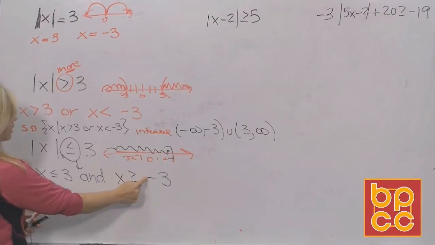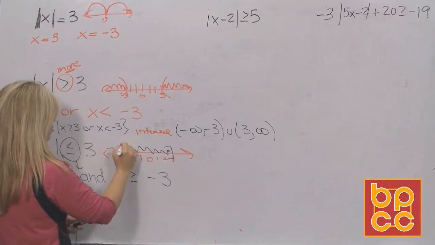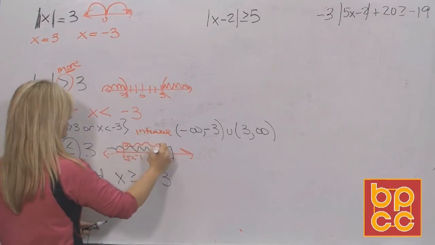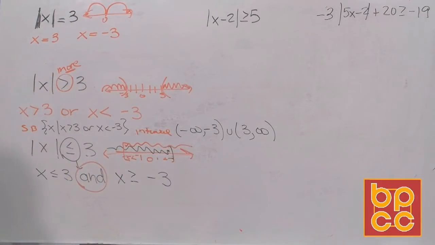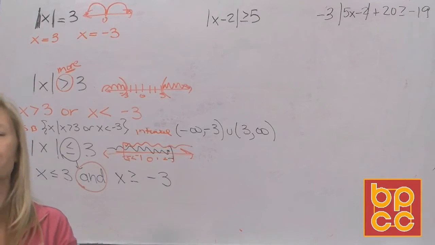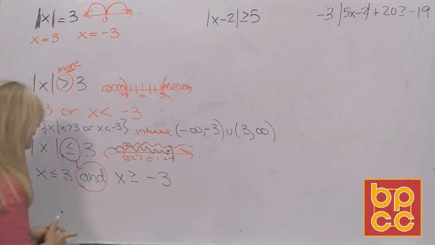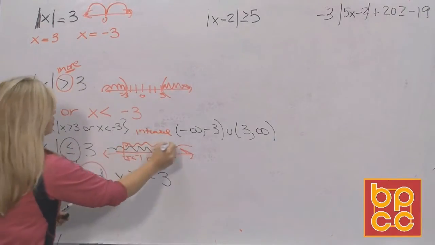X is greater than or equal to -3. I go to -3, put a bracket, greater than is to the right. The key, again, is this word. And means I want the intersection. Where do those two shadings overlap, have numbers in common? And if you look, it's right here.